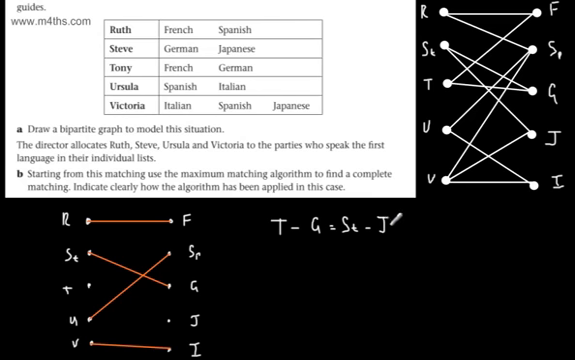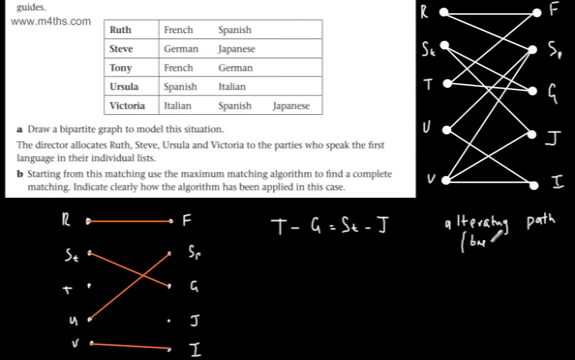So I can say now that Tony is not, but could be matched with G. G is currently matched with Steve. Steve could be matched to Japanese. This is called an alternating path. This takes me from one unmatched vertex in X to one unmatched vertex in Y. If we've got more than one unmatched pair, we would have to carry out this algorithm more than once.